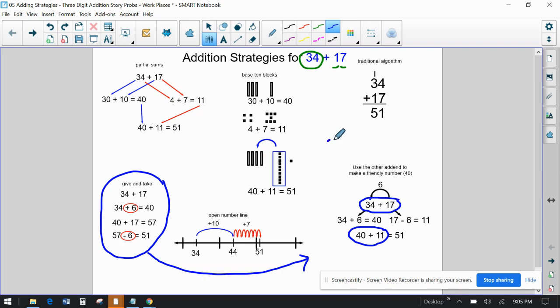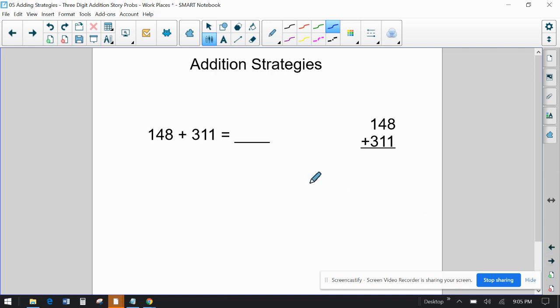If this was on a balance scale, 34 plus 17 is equal to 40 plus 11. Now, which side is easier to solve, though? 40 plus 11 is easier because it has a friendly number. So we're going to take a look at some problems here. This is the same problem. One is written horizontally, the other one stacked. And we'll think about a good strategy.